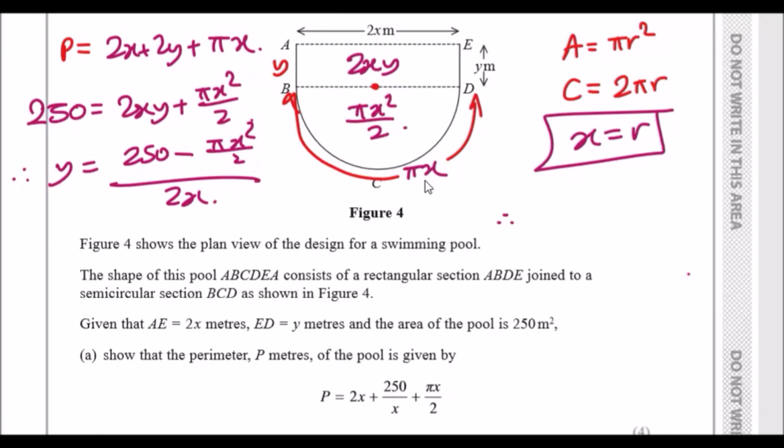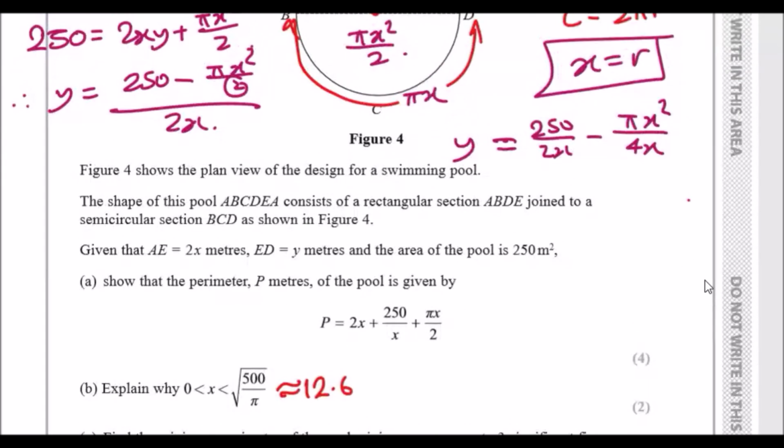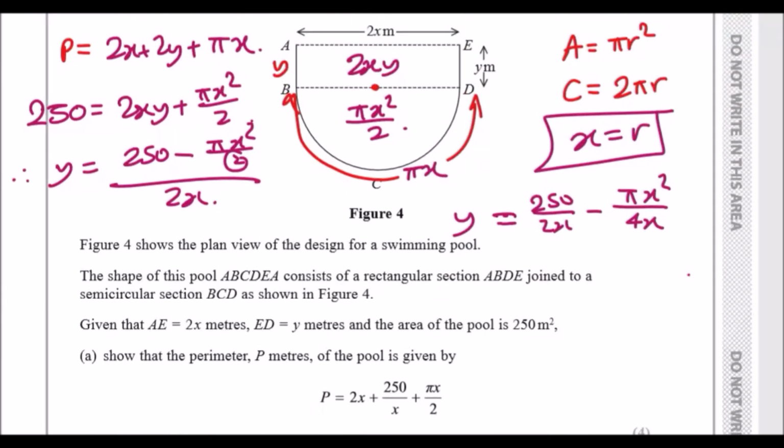Let's see if we can simplify this. So this becomes 250 over 2x minus pi x squared over 2 over this 2, so this would be 4. So it would be pi x squared over 4x. So 2 here multiplies with that. And all of this equals y. Now plug this into the first equation. And when you do that, let's see what we get. Let me change the color of the pen.